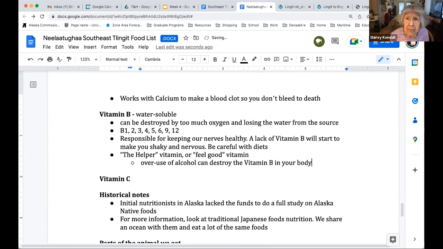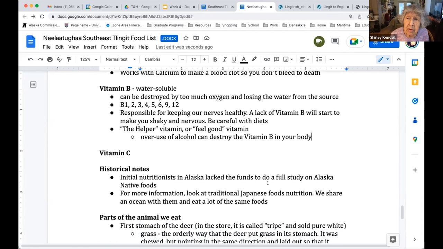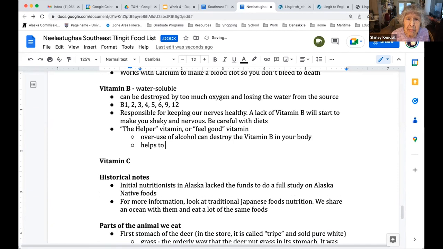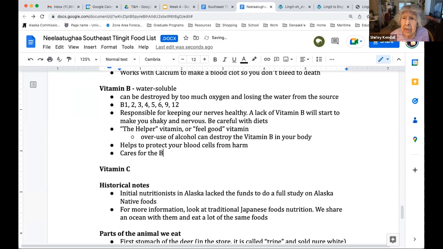What does it do? It helps to protect your blood cells. It doesn't really do anything to make it or to develop it, but it kind of helps to keep things away that are not that good for your blood cells. It takes care of the B complex vitamins that are important to your good health, that come from a lot of foods. There's a lot of foods that have it, fortunately.